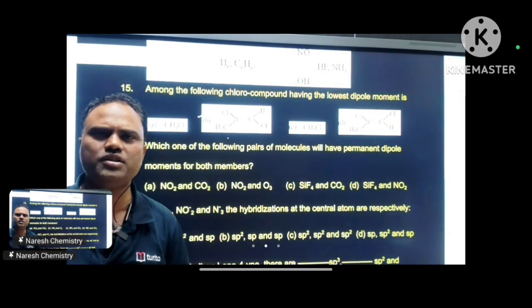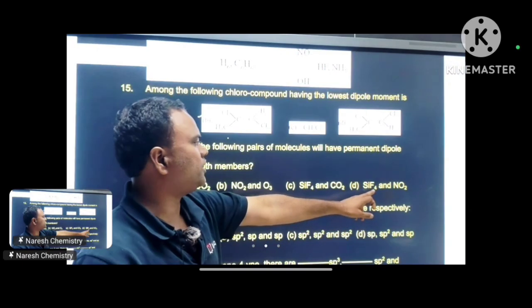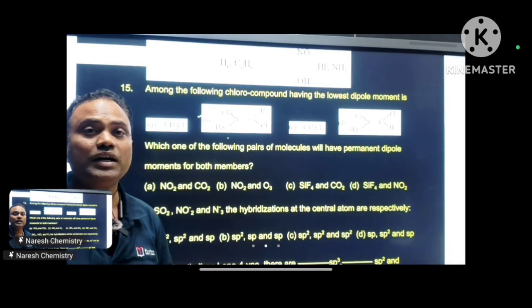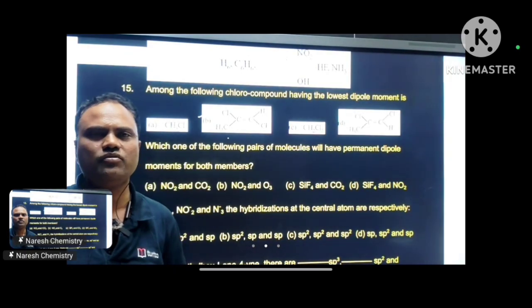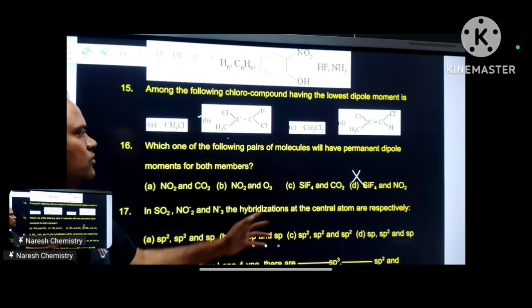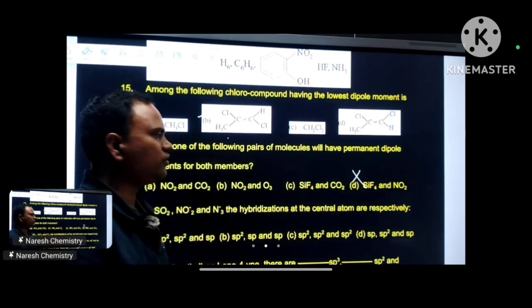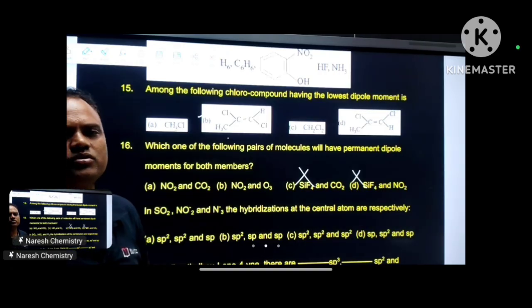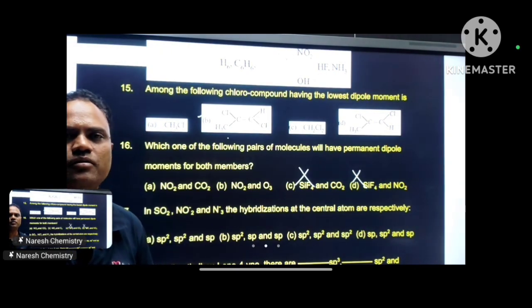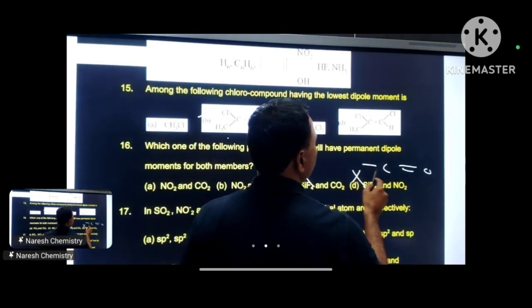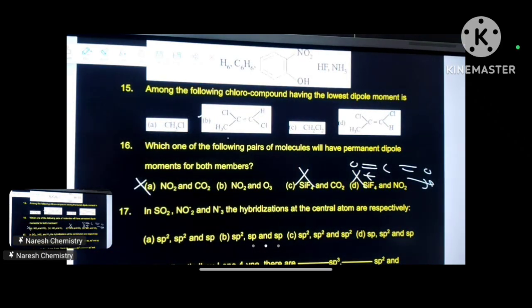Very simple logic. First of all, coming to SiO4. Is SiO4 having zero dipole moment or not? Tetra-atom molecules like CH4, CCl4, SiO4 have zero dipole moment. So this is not the answer. C also, SiO4, not. Here in A, CO2. What about CO2? Is CO2 having zero dipole moment or not? CO2 has zero dipole moment, this side and this side cancel. So the answer will be the second.